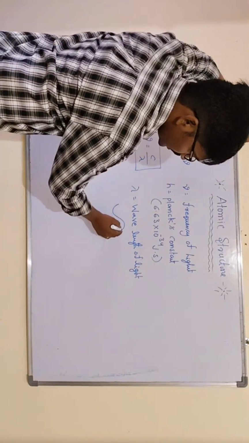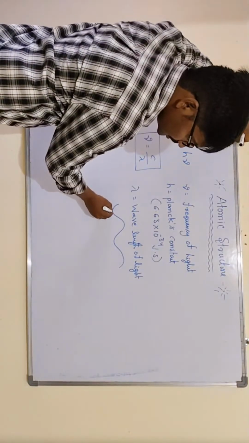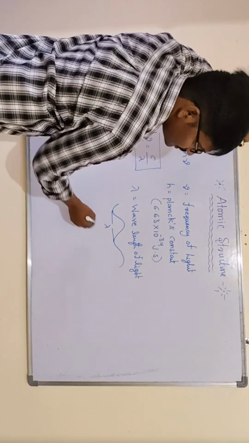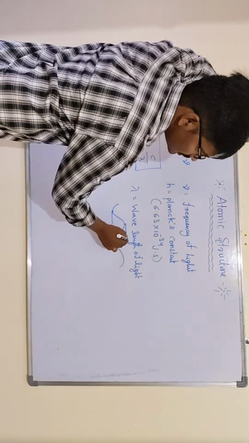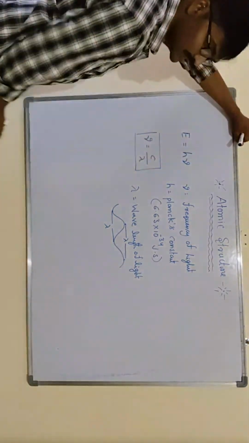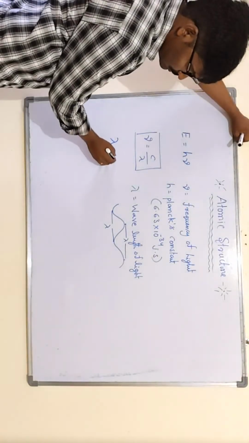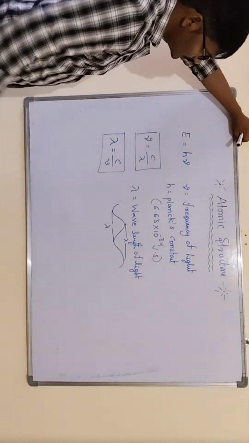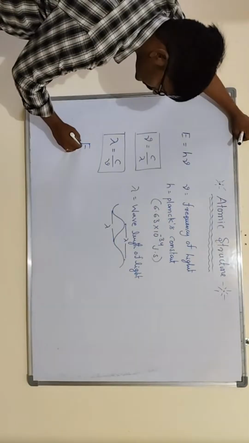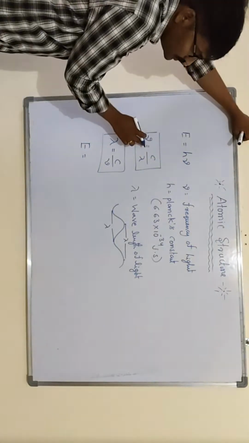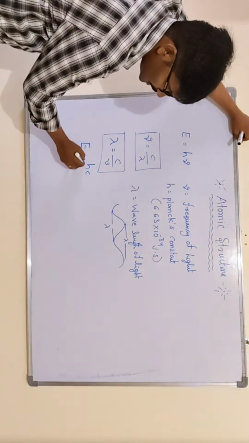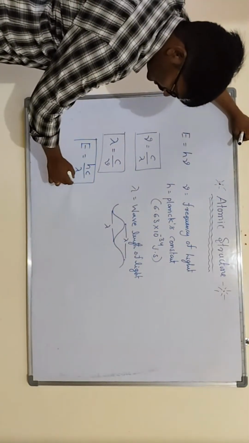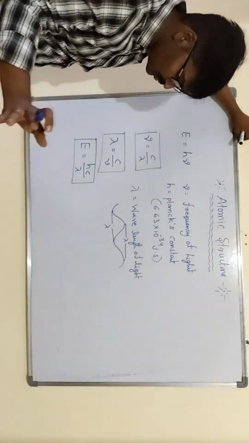In case you take a wave like this, the distance between two successive troughs or crests is called wavelength. Then we can also write wavelength equals c divided by nu. So E equals h nu, and in place of nu, if you take c by lambda, hc by lambda also you can take. Based on all these formulas, they will ask you questions.